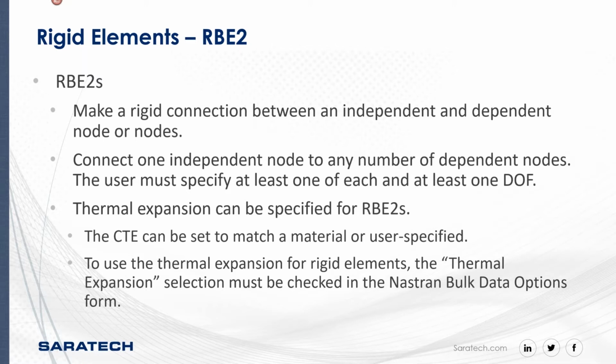Now, what I really wanted to show on this is if you have RBE2 elements, you can specify a thermal expansion. Normally, you want to set the CTE to match that material. And when we open up our demo model, I'll show you where you can go ahead and enter in your CTE values. Now, you need to go ahead and change a bulk data option if you want to include this thermal expansion, and I'll show that when we get there.